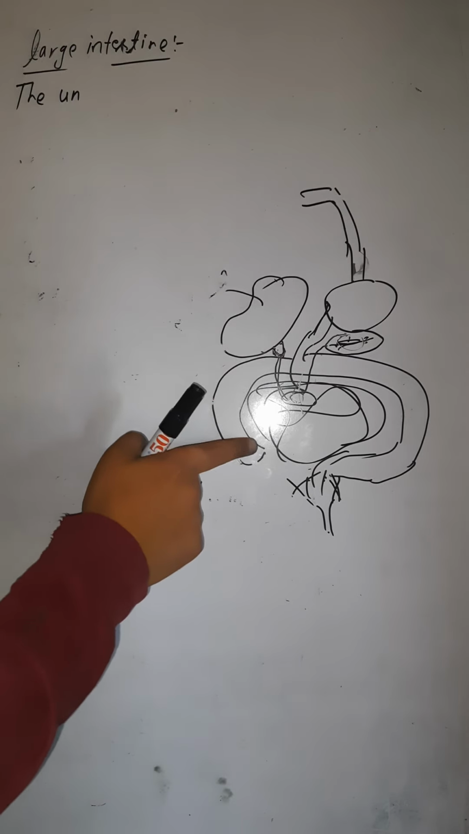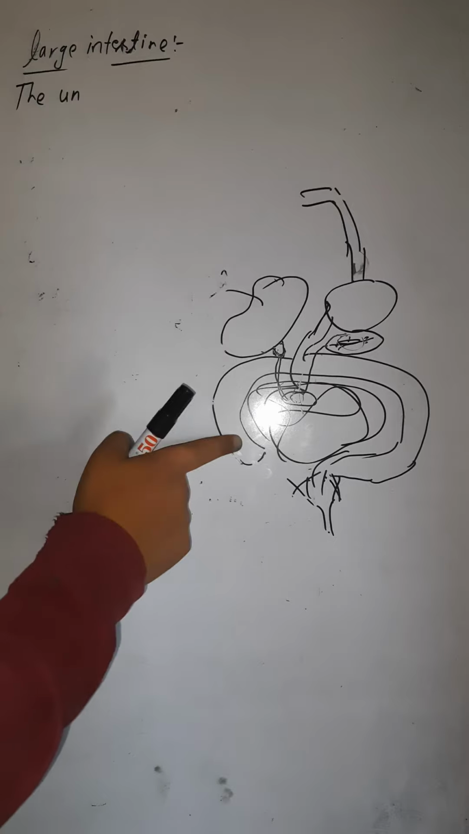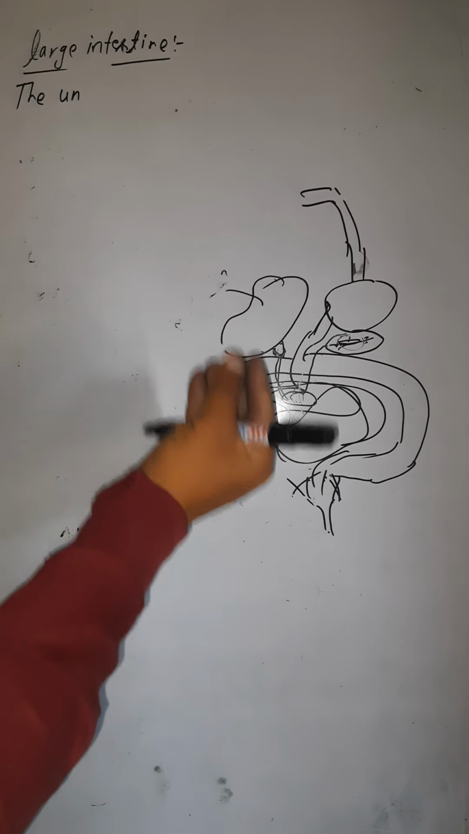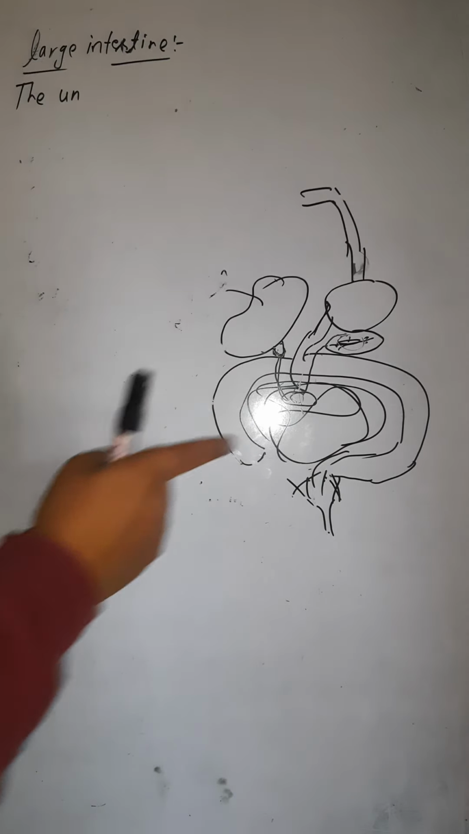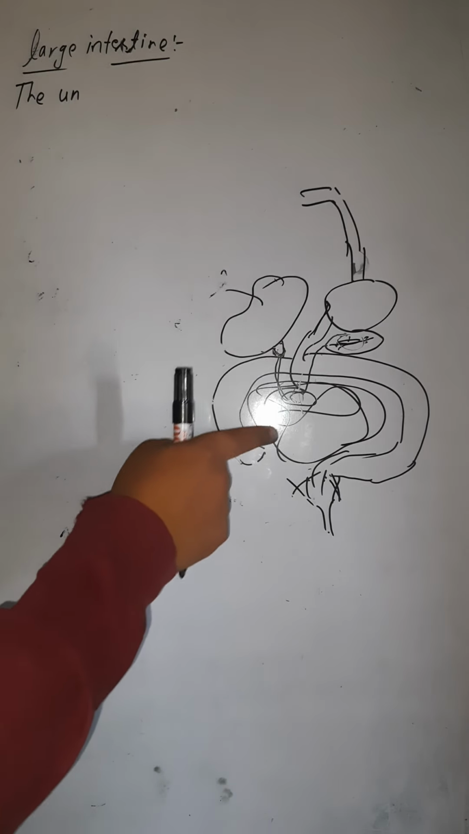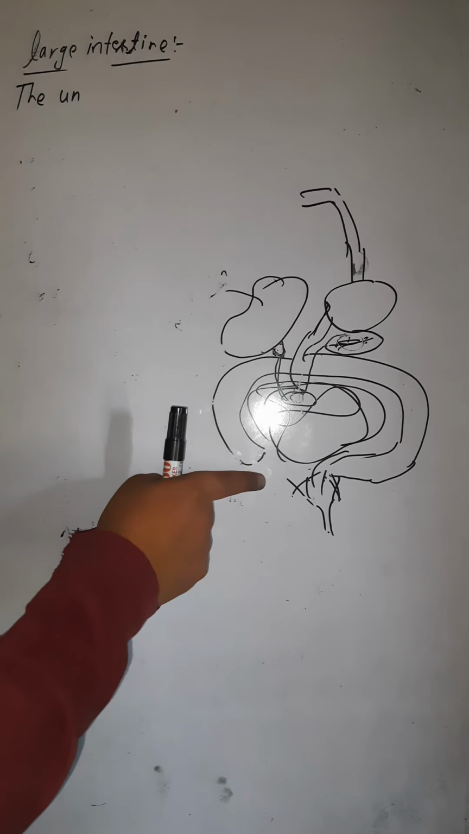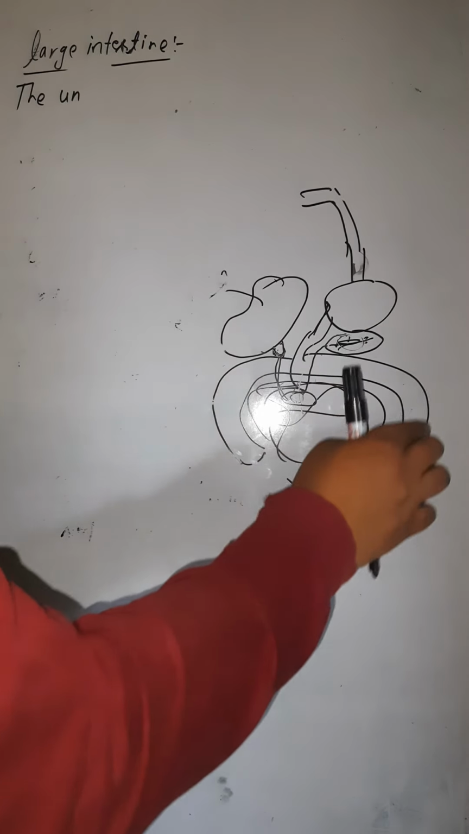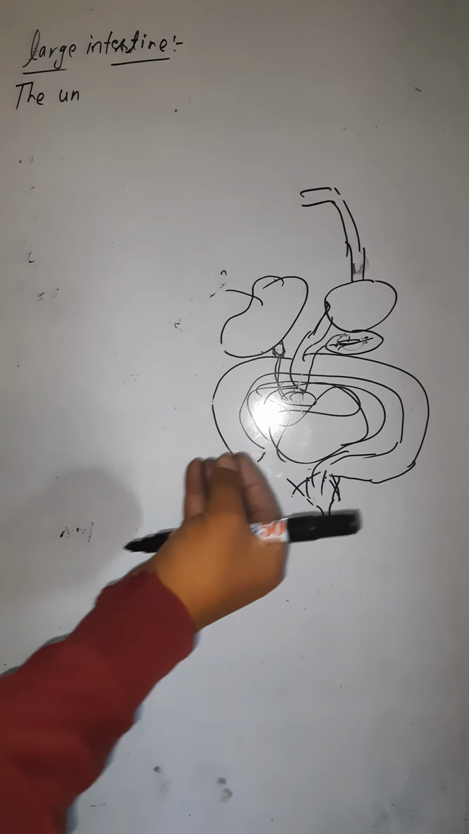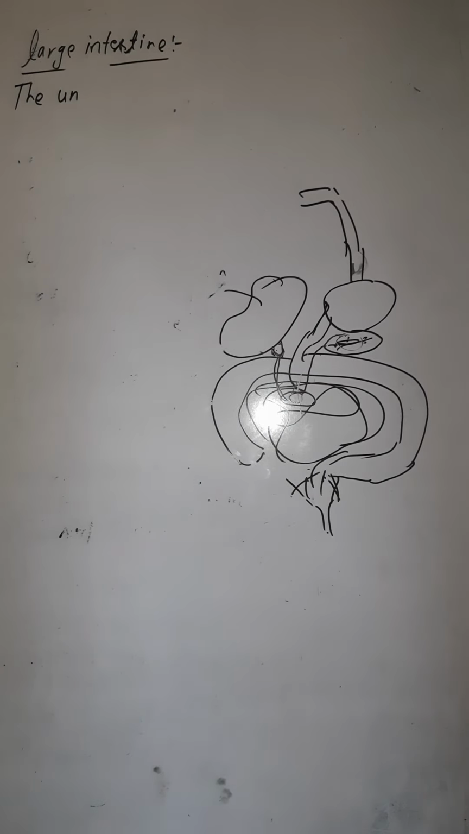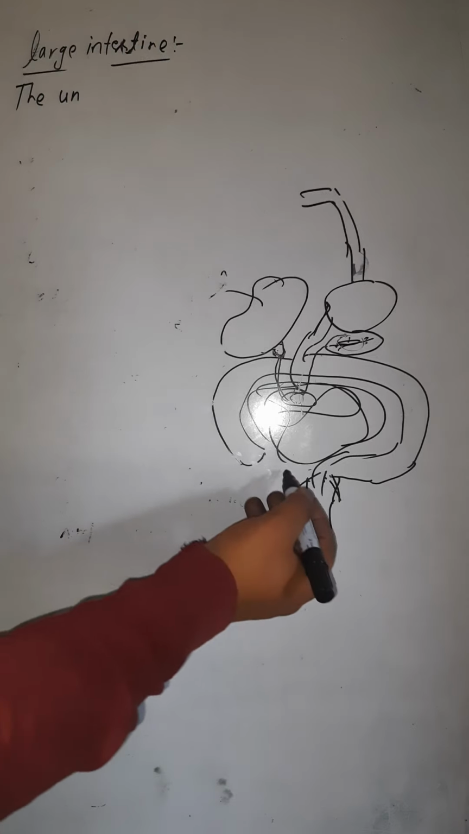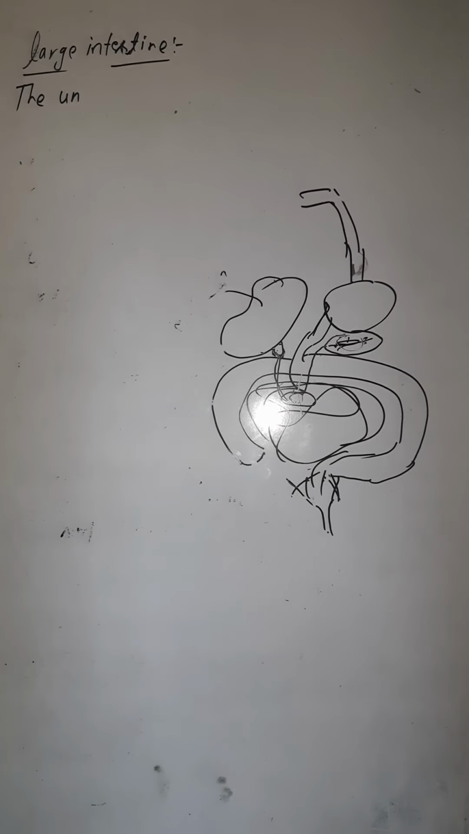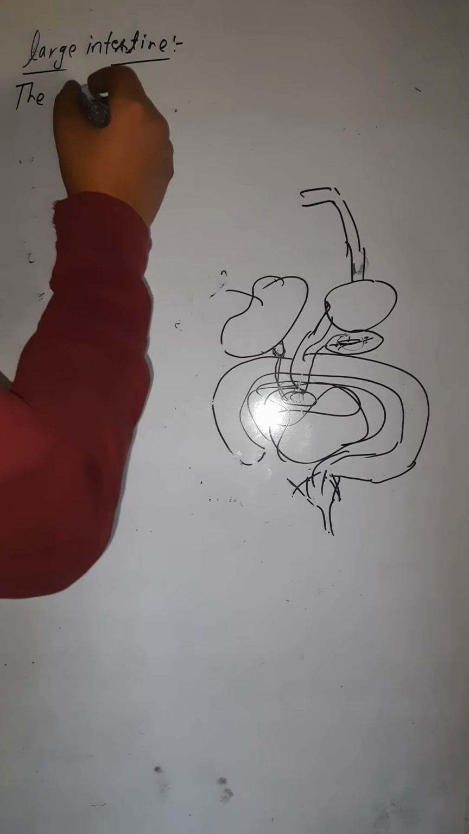Basically when the food reaches the large intestine, what is the function there? The salt and the water which is now there in the food gets absorbed in the large intestine. Okay, and when it gets absorbed, the food having a lesser amount of water and salt would be stored in the rectum, then ultimately it will be excreted from the anus part.